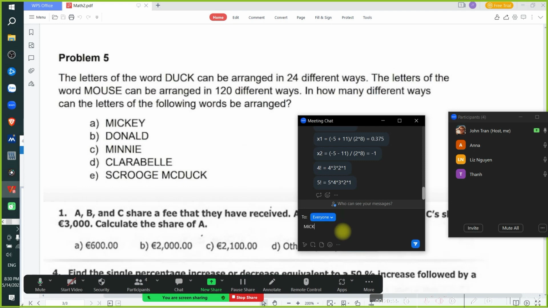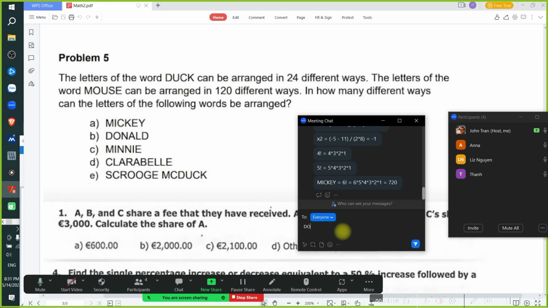Okay, so how about Mickey? Is there anything repeating here? No. So it should be 6 factorial, which is 6 times 5 times 4 times 3 times 2 times 1. It's going to be 720 different ways.